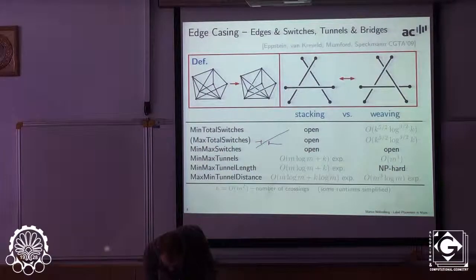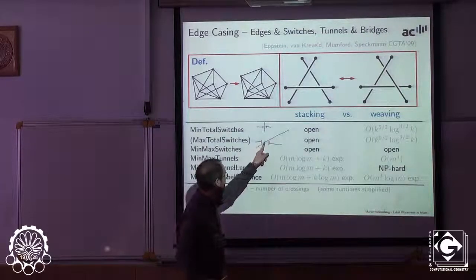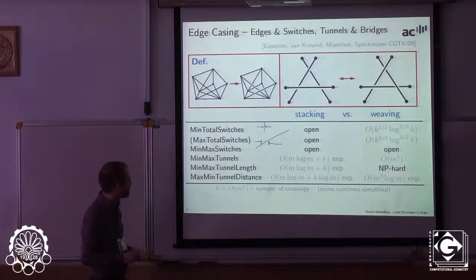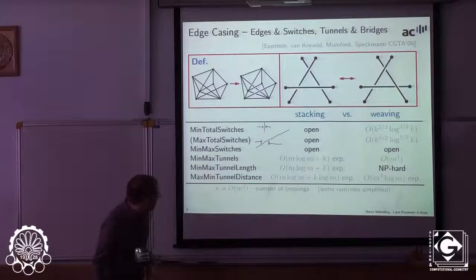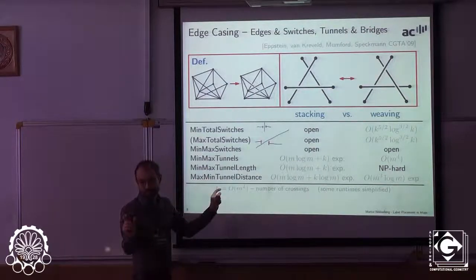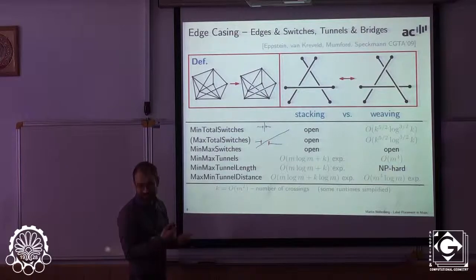And if you have a 90-degree crossing, then the tunnel is much shorter. Okay. Still with the same kind of distance or using the same kind of casing width here. And if you think about these problems, minimizing the maximum tunnel length or maximizing the minimum tunnel distance, so the distance between any two tunnels on the edge, then you get interesting algorithmic problems that also now depend on the actual embedding of the graph.